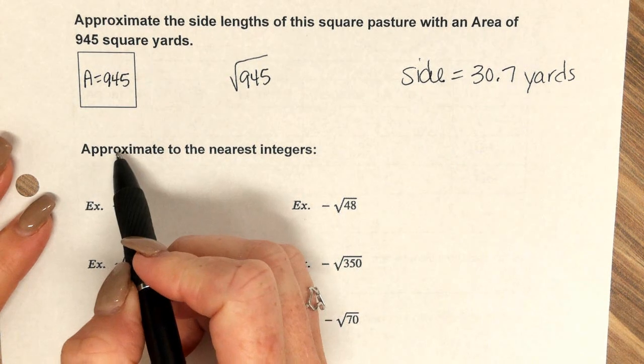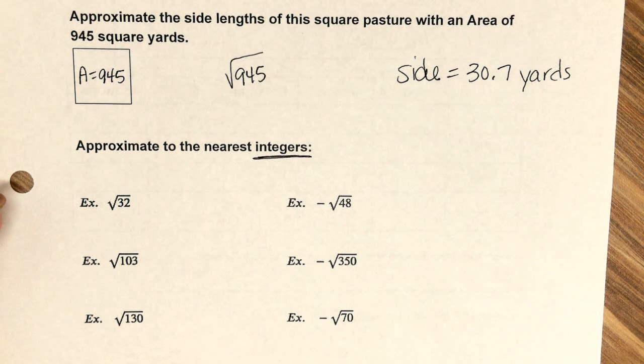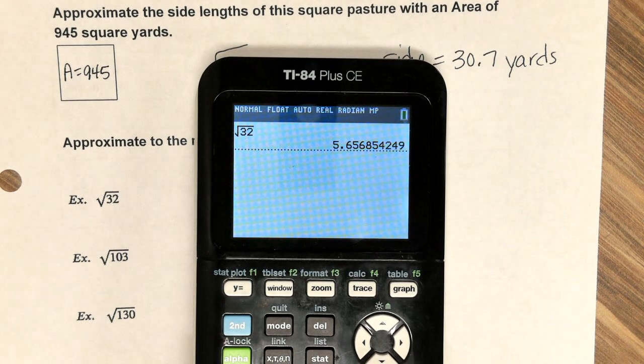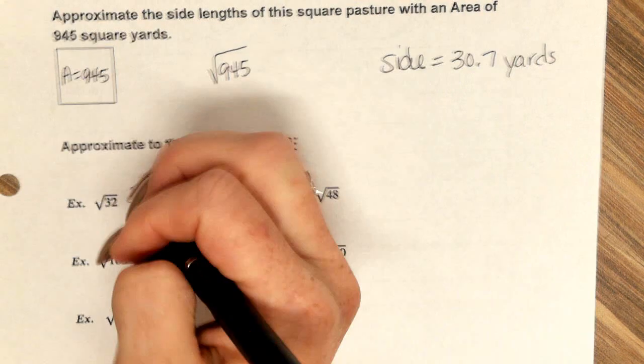It says approximate to the nearest integer. Y'all know what an integer is, right? A positive or negative counting number. So 1, -1, 2, -2. They want you to round to the nearest integer. All right, so everybody put in the square root of 32. What is that closest to, 5 or 6? 6.